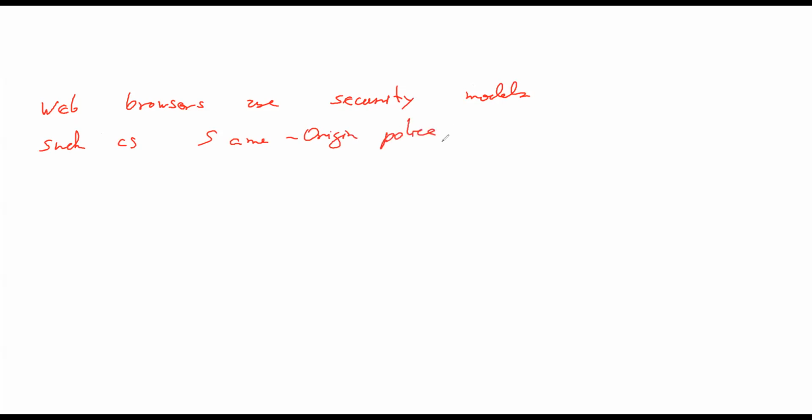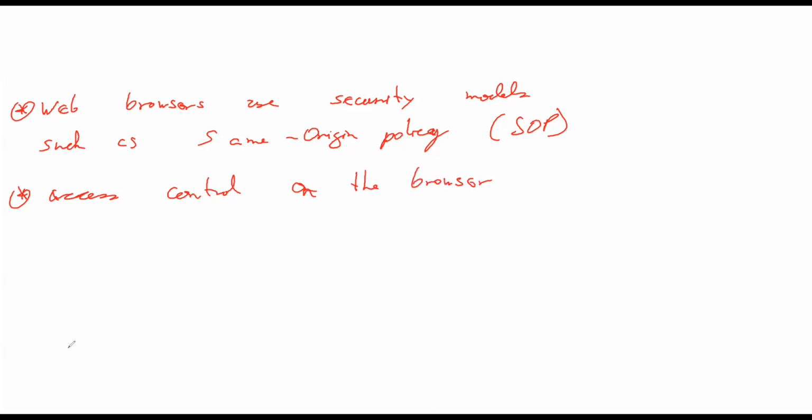Okay, so same origin policy, otherwise known as SOP. This is used for enforcing access restrictions on web applications. So it's a type of access control on the browser. And in particular, it relates to jQuery and JavaScript, right?